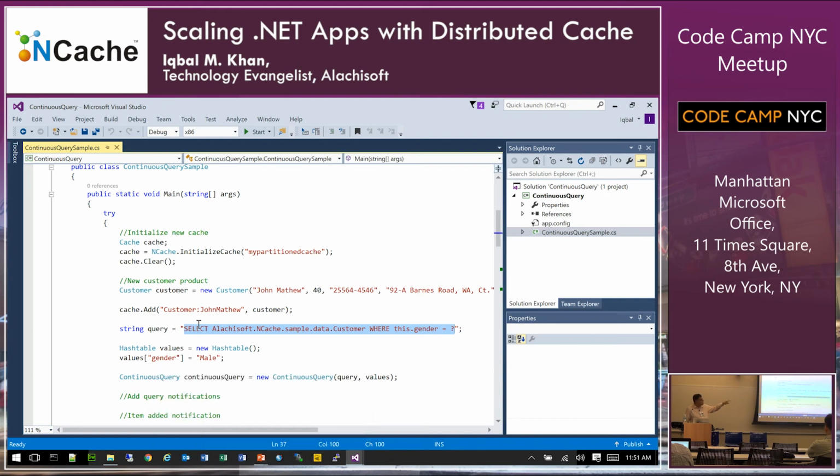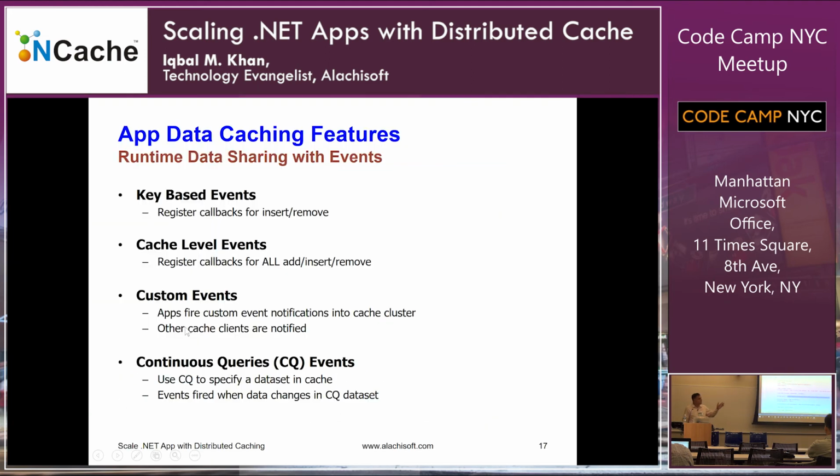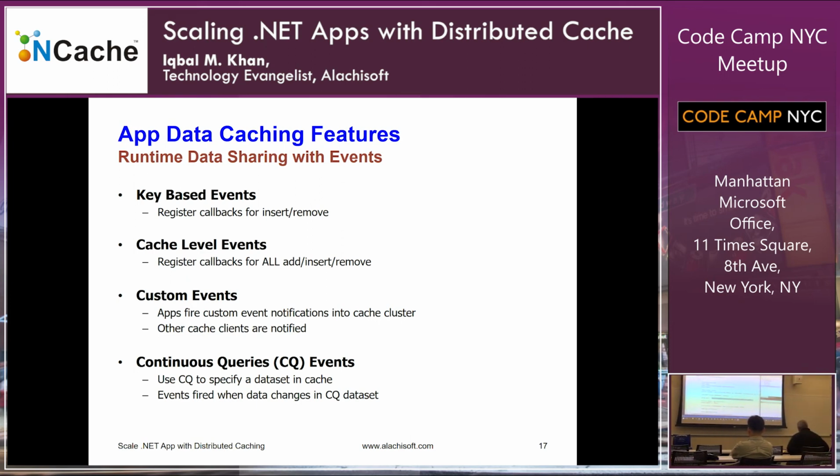So the continuous query is a very scalable model, unlike SQL dependency, which is kept only in one database. This is kept within the cluster. So it is scalable, but it works in the same fashion logically: this data set is monitored by the cache cluster. So if any objects are updated in this data set, you'll be notified.